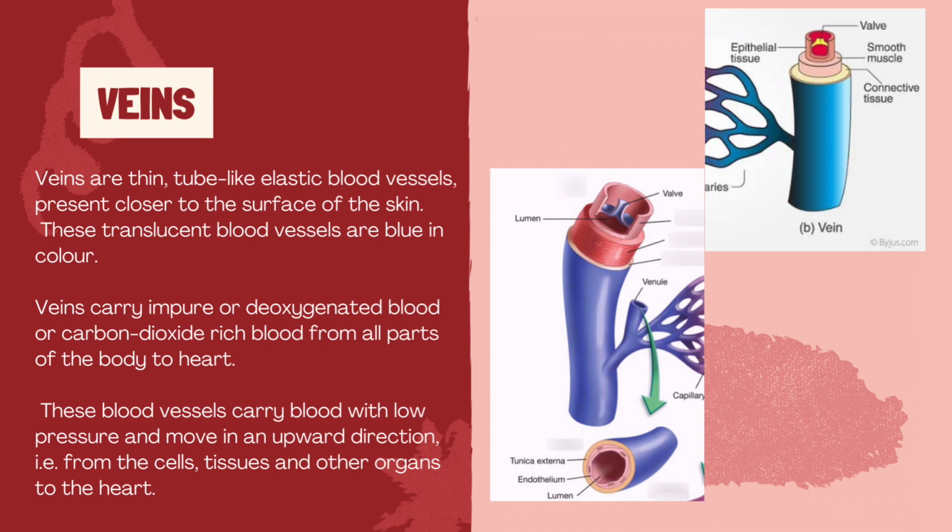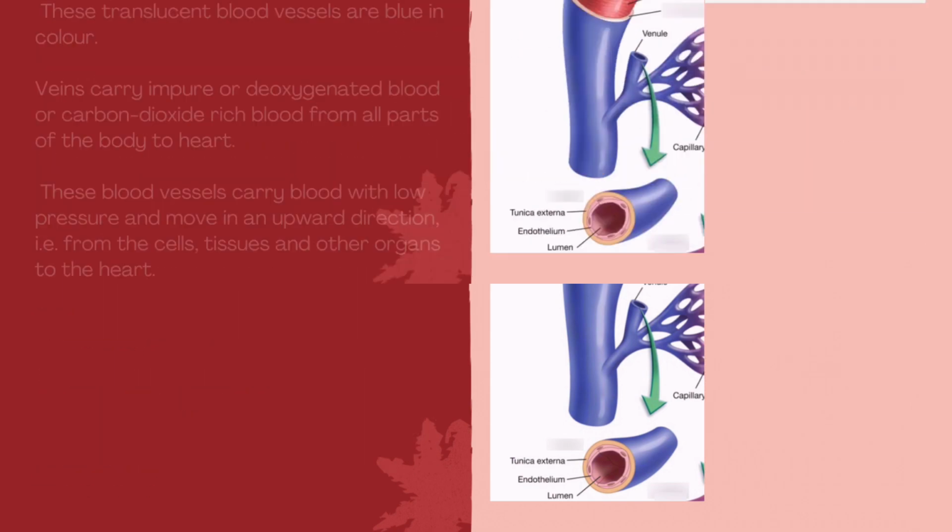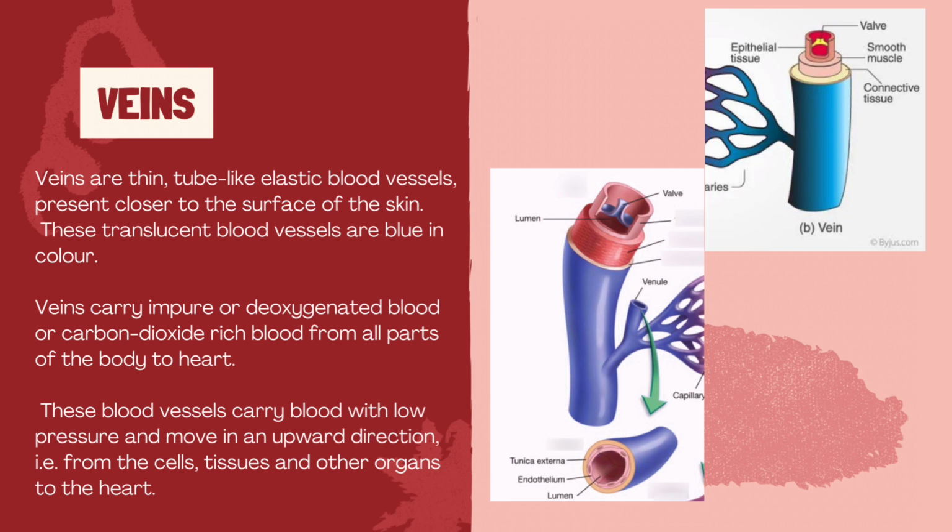Now these veins are carrying impure, or we can say deoxygenated or carbon dioxide rich blood from all the body parts towards the heart. So here the blood is moving from all the body parts towards the heart, rich in carbon dioxide, as you can see in these diagrams, right? They also have three layers, that is tunica externa, endothelium and the lumen. But these veins are thin, and as you can see, they have a wide lumen and thin walls.